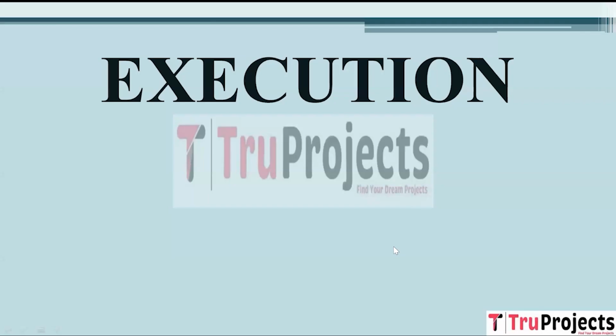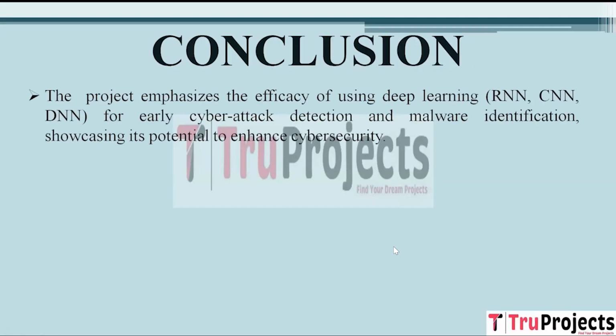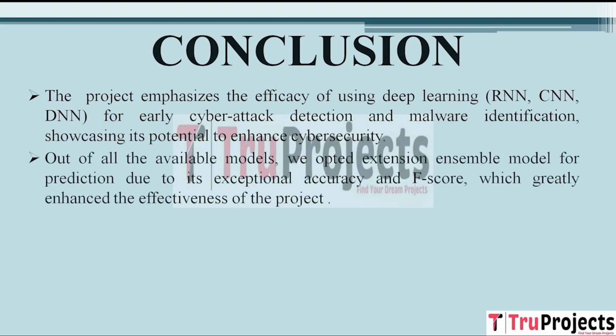Now sign out. The conclusion of the project is, the project showcases the potential of leveraging deep learning methods like RNN, CNN and DNN to significantly improve cybersecurity by enabling early detection of cyber attacks and identification of malware. The selection of an ensemble model for prediction based on its exceptional accuracy and F-score compared to individual models underscores its effectiveness in enhancing the overall accuracy and reliability of the intrusion detection system.